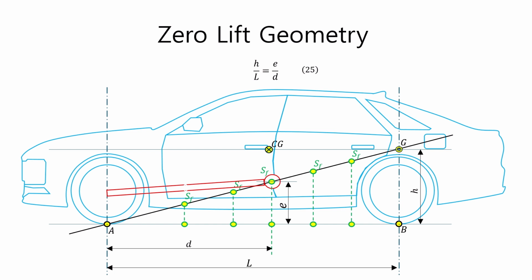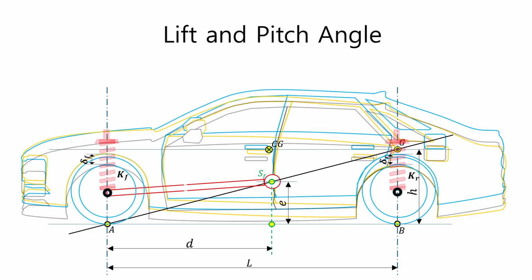Let's examine the relationship between lift and pitch angle. Let's examine the relationship between the lift and pitch angles of a front-wheel drive solid axle vehicle and suspension geometry using a figure shown here. What will be the relationship between lift and pitch angle when the driving force is applied to a front-wheel drive solid axle, causing the lift to be zero?